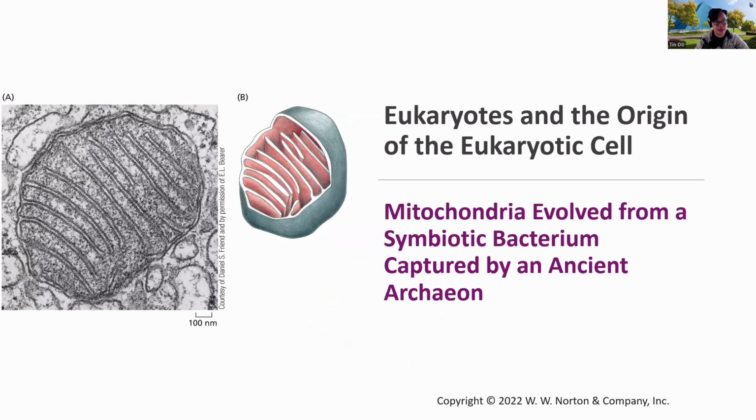So eukaryotic cells and the origin of the eukaryotic cell. Mitochondria evolved from a symbiotic bacterium captured by an ancient archaeon. So all this is really saying is that we have a symbiotic organelle called the mitochondria that is not developed through our own genetic material. They have their own DNA.